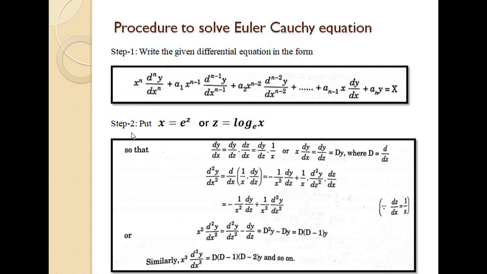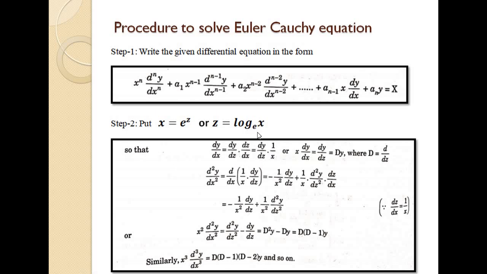Now coming to step 2. Once you have identified that the equation is an Euler Cauchy equation, put x = e^z. x = e^z means z will be log x to base e. With this substitution, this equation will be reduced to a linear differential equation with constant coefficients. Let us see how it reduces. dy/dx will be equal to dy/dz into dz/dx by the chain rule. So this is equal to dy/dz into, what is dz/dx?